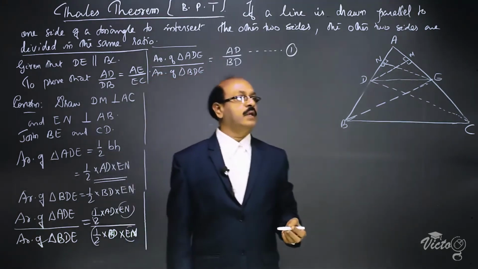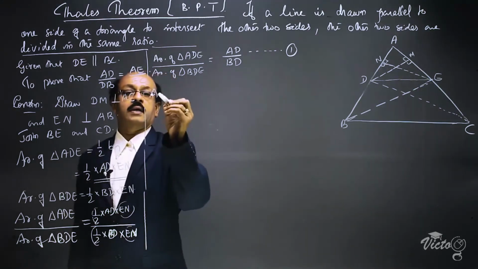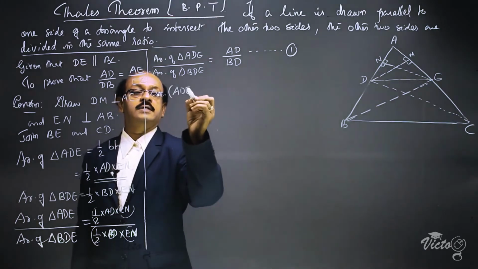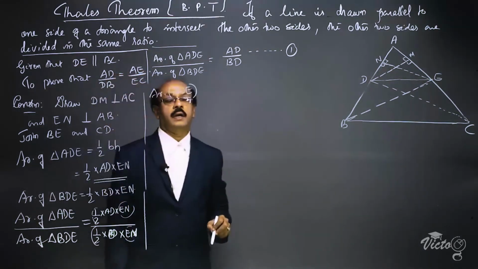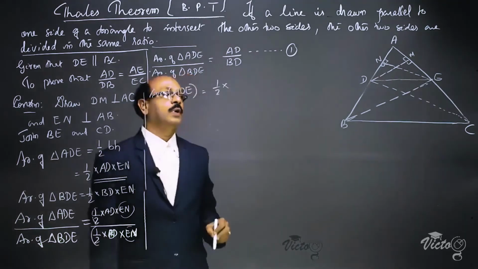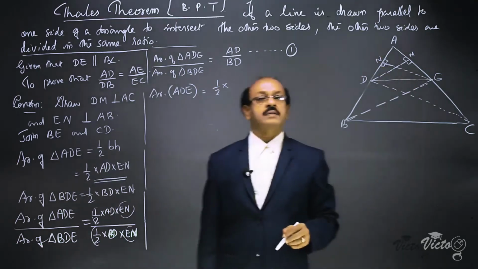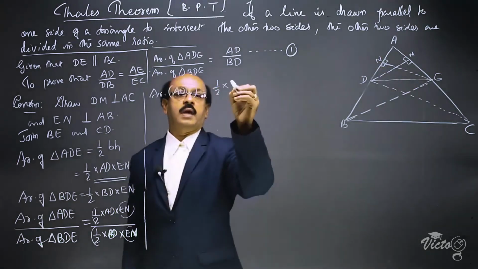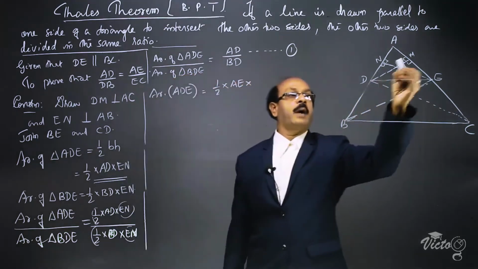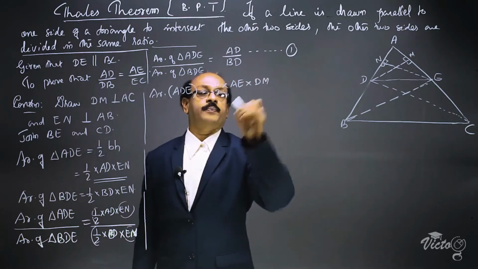Again, we are finding the area of triangle ADE. Area of triangle ADE is equal to half into, here in the second case we are considering AE as the base, and the altitude is DM. So it is half into AE into DM.